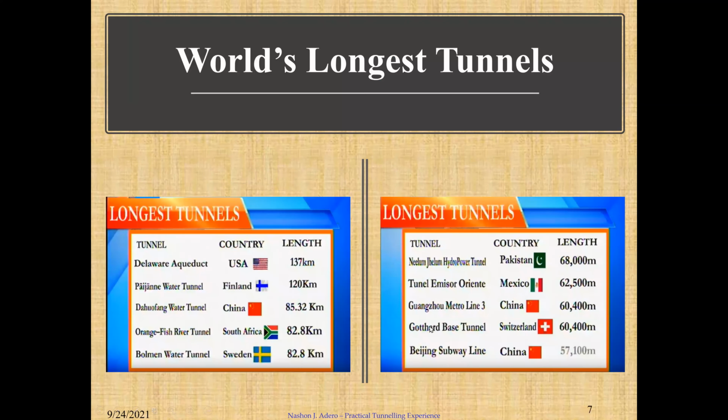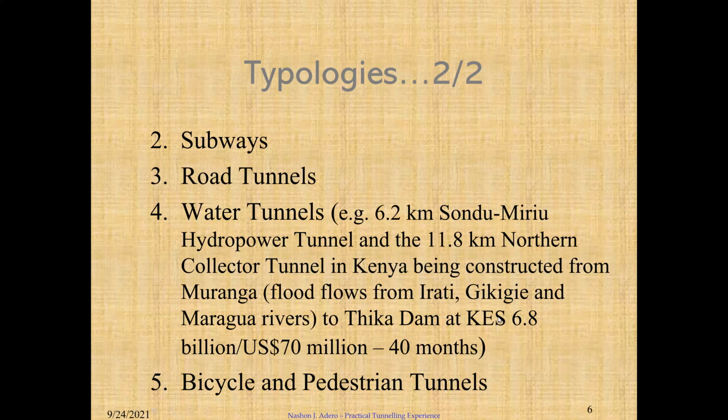And you see that was the budget, 6.8 billion Kenya shillings. So you can see the Arvey power tunnel, though shorter, had a higher budget, 12 billion. That is almost twice this budget. And construction time was allocated 40 months. We also have bicycle and pedestrian tunnels.